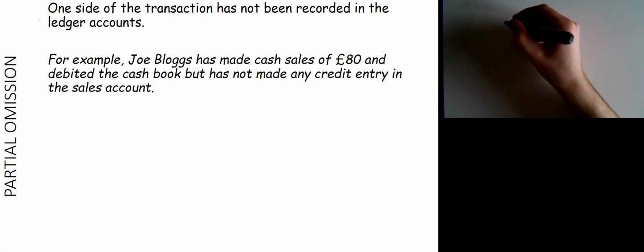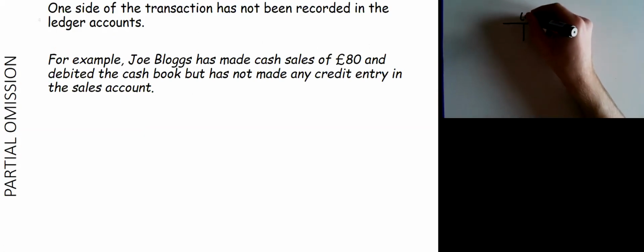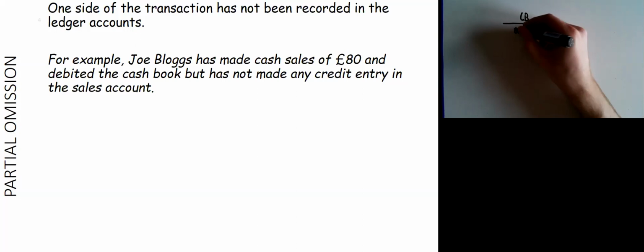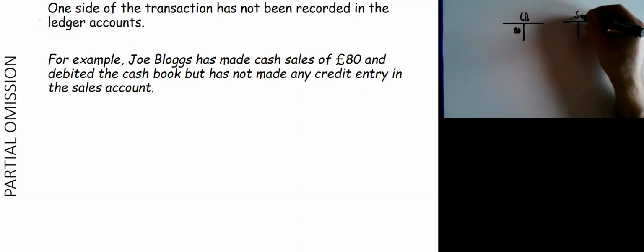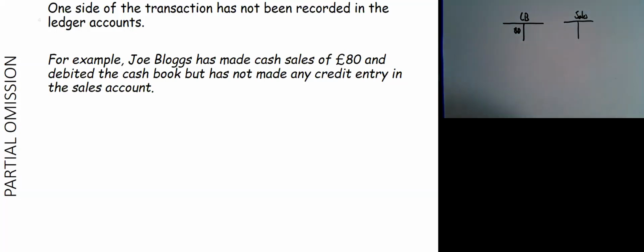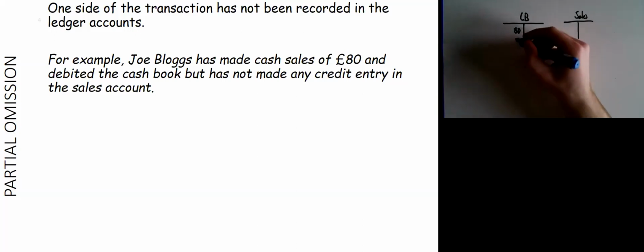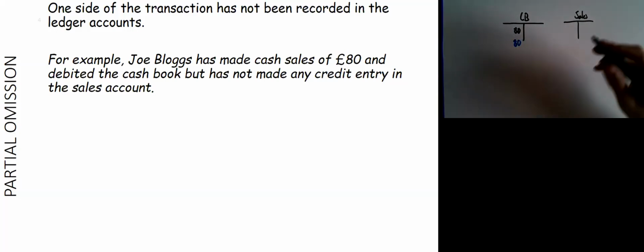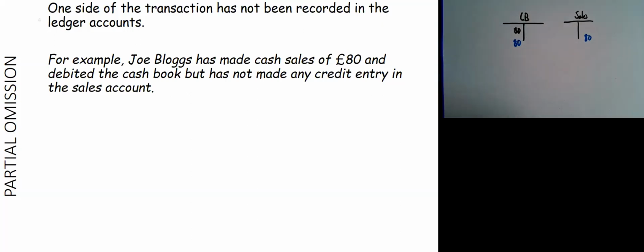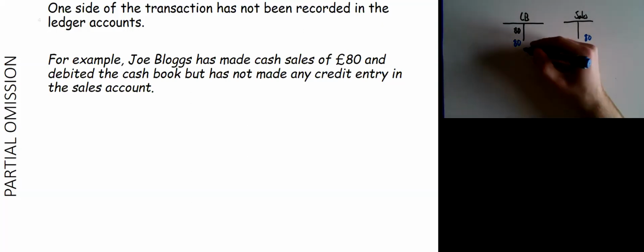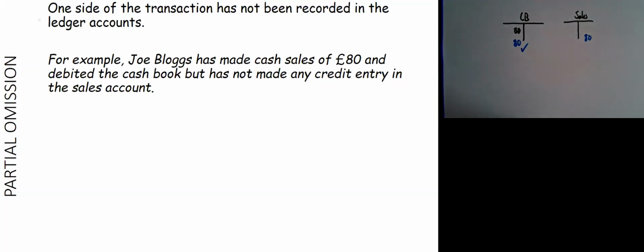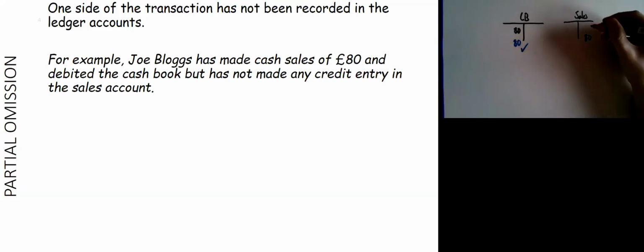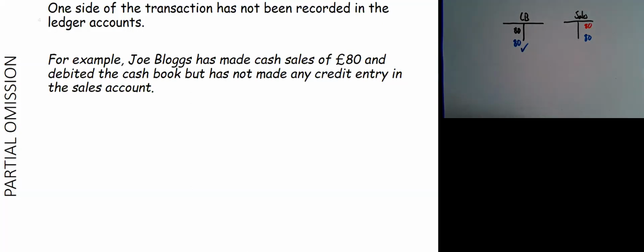So this is what it looks like. Cash book, there's £80 gone in. In the sales, there's no sales. Now how it should look? Well, I should have 80 going in the cash book, and I should have 80 in the sales. So this one is done correct. But to fix this one, to get the 80 there, I need to put 80 in the sales side.